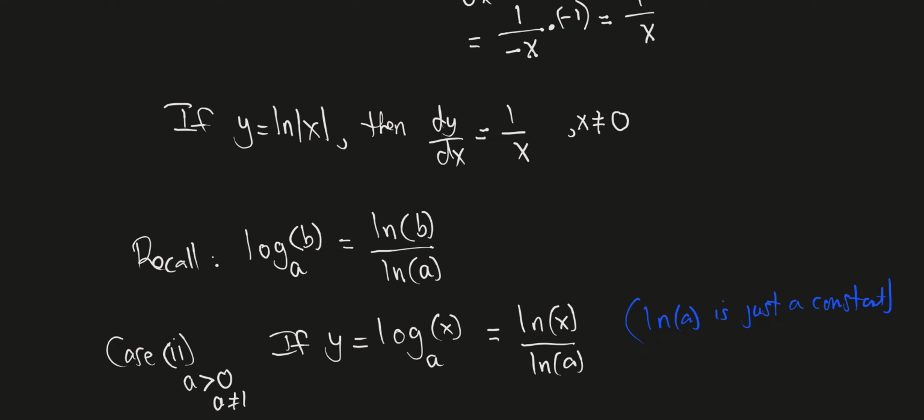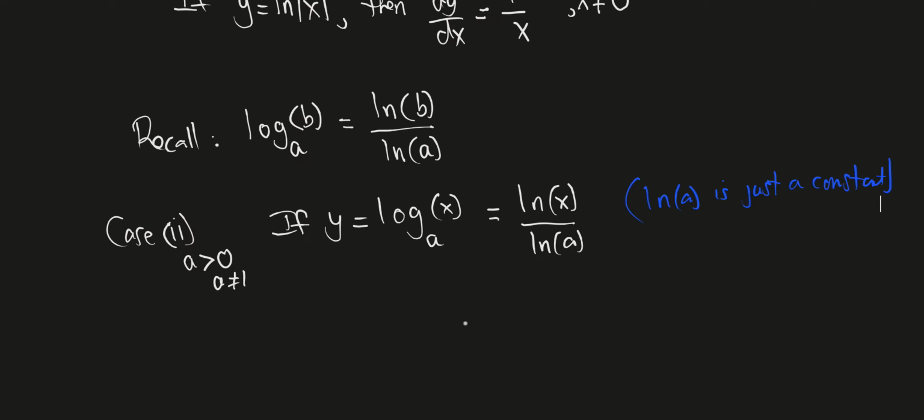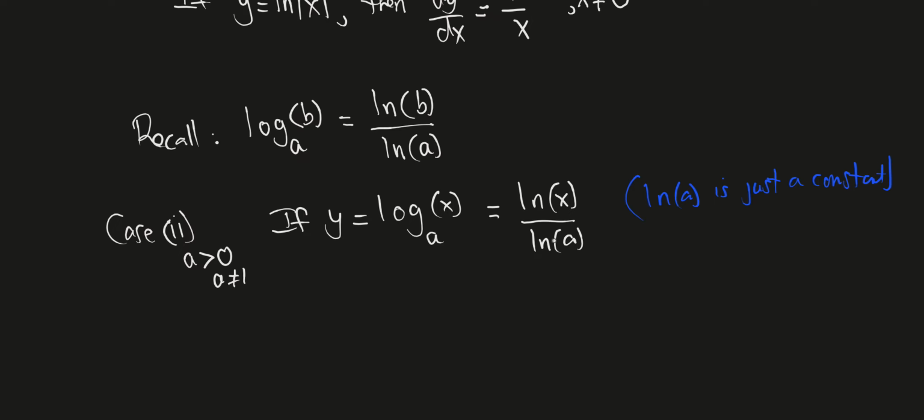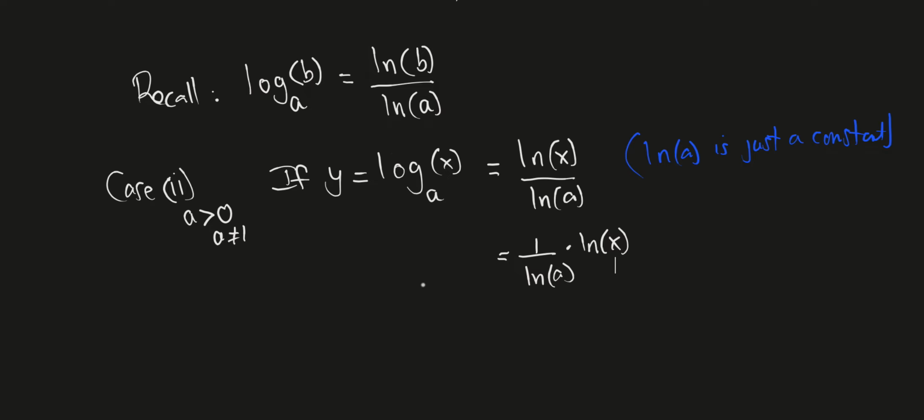Right? Now why does that help? Well, the thing is, if the natural log of a is just a constant, and I can write it like this, 1 over the ln of a times the ln of x, then I can just use my constant multiple rule, right? Because I know how to differentiate the natural log function. We just did that. That's that 1 over x. So therefore, I can find the derivative of this function, and it looks like this.